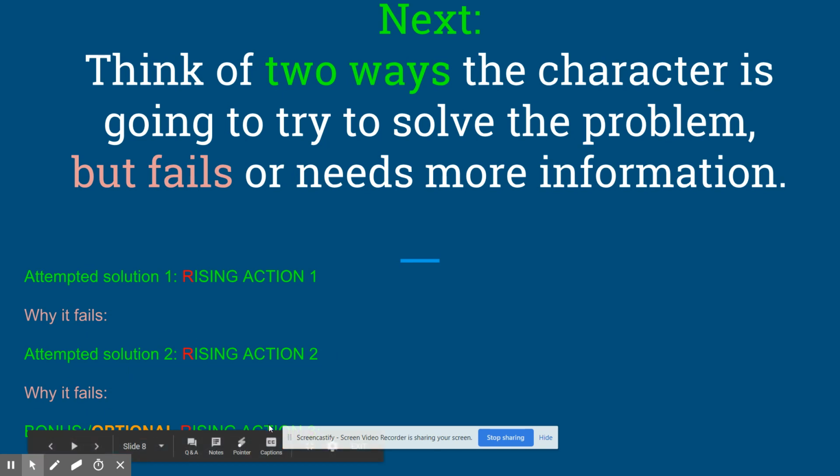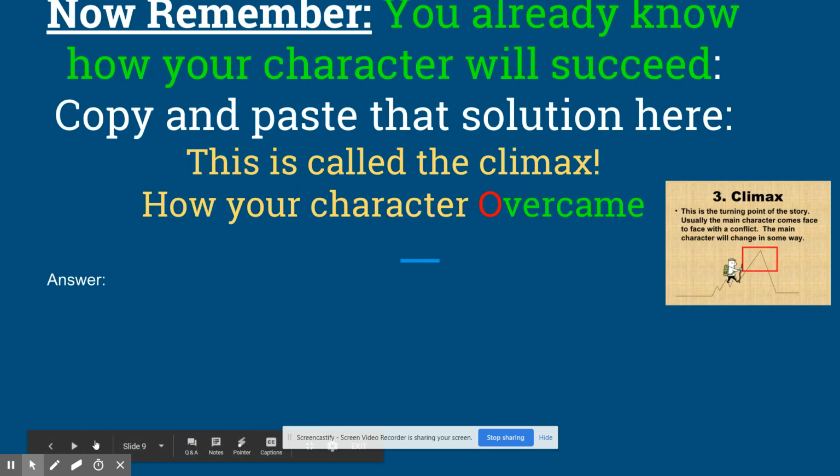So bonus as an option, as extra, you can have more than 2 rising actions, but I just came up with the mnemonic device error, so I only thought of 2, but obviously you can have as many as you need. Now remember, you already know how your character will succeed. So first you're going to do the exposition. You're going to think about what information or different ways your character tried to solve the problem but failed. And then eventually you're going to write about how they actually solved the problem. We call that the climax, or in my mnemonic device, how they overcame the problem.